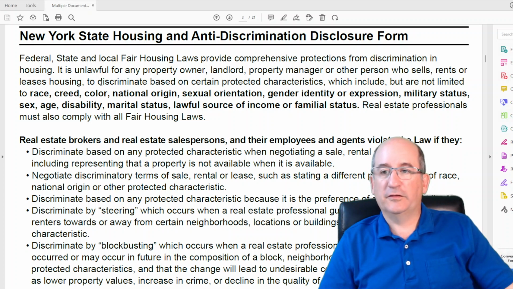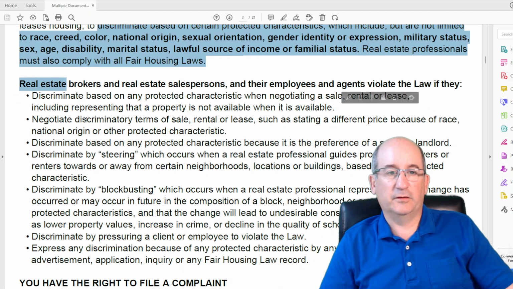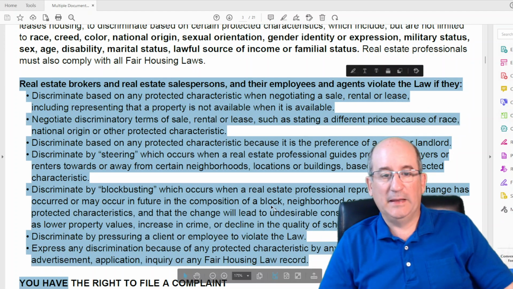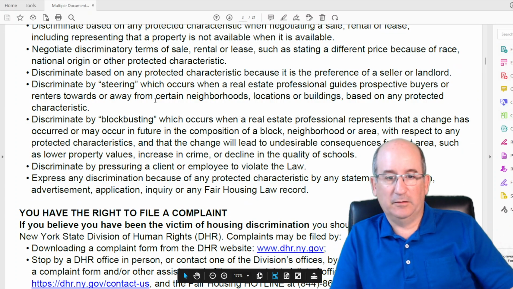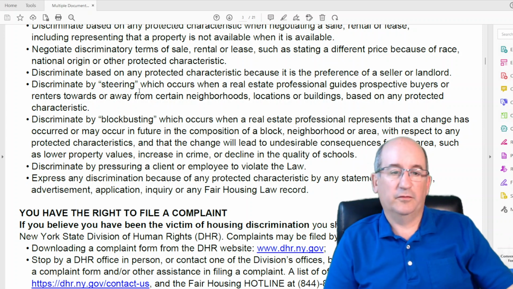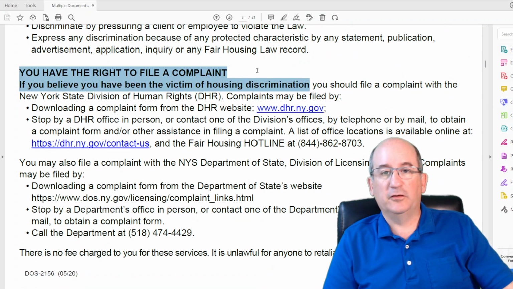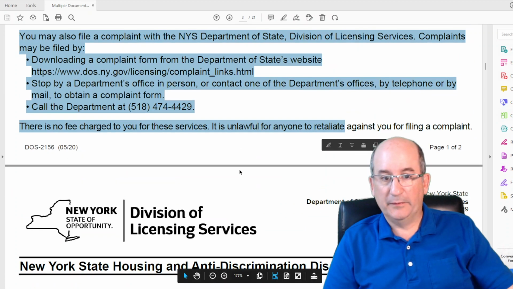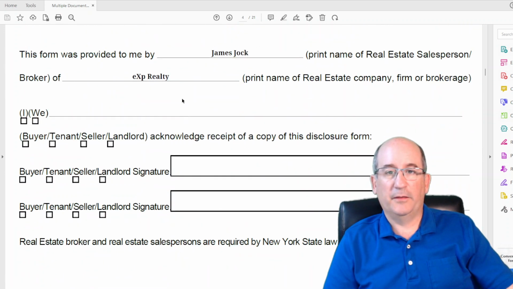So I tell the seller, here are the protected classes, and here's what some sample behaviors are that we can't do. We can't discriminate against anybody for a protected class having anything to do with this housing situation. And if you do, they have the right to file a complaint, and here's how they file the complaint. Do you have any questions about that? Nope. Okay. And then I come down to the next page.